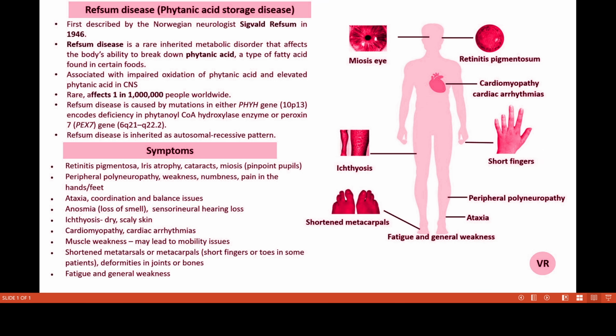Rapid weight loss and prolonged fasting should be avoided because these conditions cause lipolysis, which leads to phytanic acid release from the liver and adipose tissues. Genetic counseling helps affected individuals and their families, especially to discuss reproductive options, that is family planning. This is all about Refsum disease.